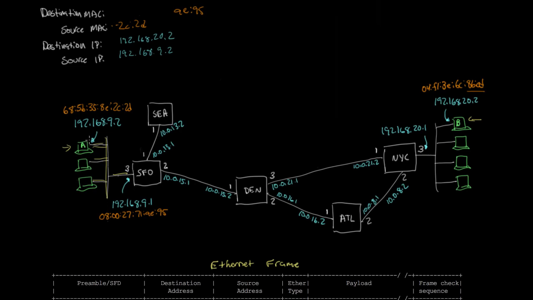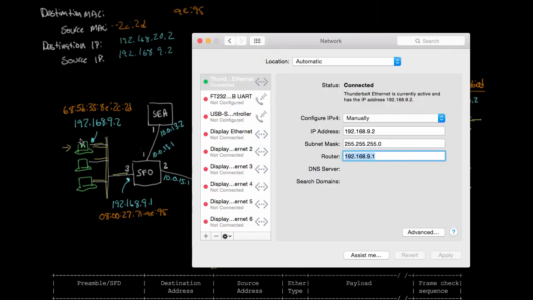So to understand this a little bit better, let's take a look at how host A is actually configured. And so I've set my computer up in the same way. And so here are the settings in my computer here. And so this is for my Ethernet link on my computer. So my IP address is set to 192.168.9.2. So that's the same as host A here.